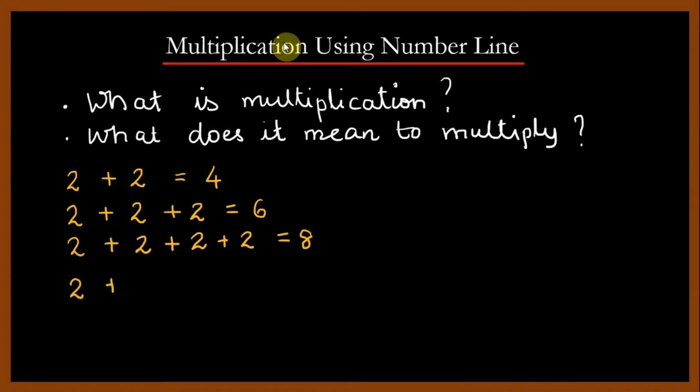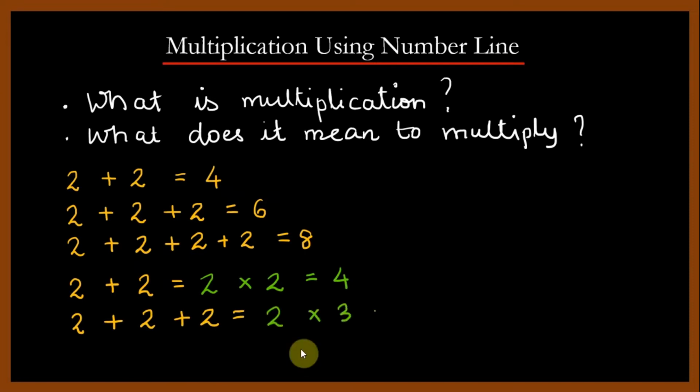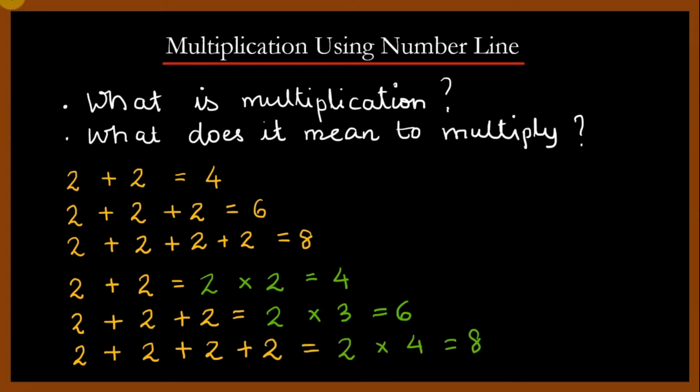2 added 2 times is equal to 2 multiplied by 2 is equal to 4. 2 added 3 times is equal to 2 multiplied by 3 equals 6. 2 added 4 times is equal to 2 multiplied by 4 equals 8, and so on. This is important because if you want to add too many numbers, adding them will take time.